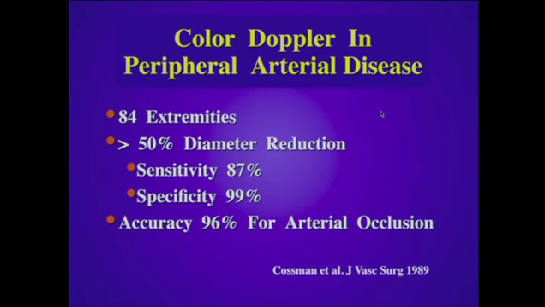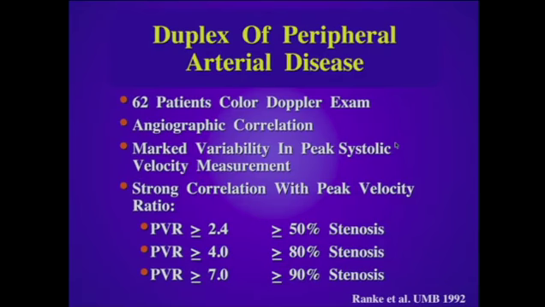In a study published in the Journal of Vascular Surgery, Kosman and his group utilized color Doppler in the evaluation of peripheral arterial disease. They found a sensitivity of 87% and a specificity of 99% for significant stenosis. They also described an accuracy of 96% for identifying arterial occlusion. In a study published by Ranke and his group, they found there was marked variability in peak systolic velocity measurement.